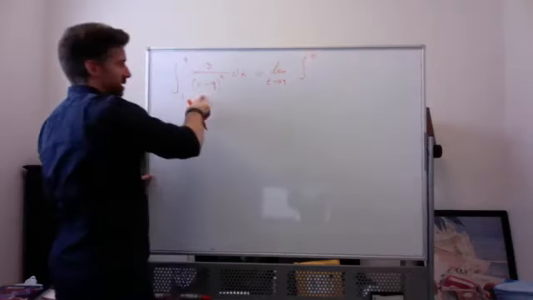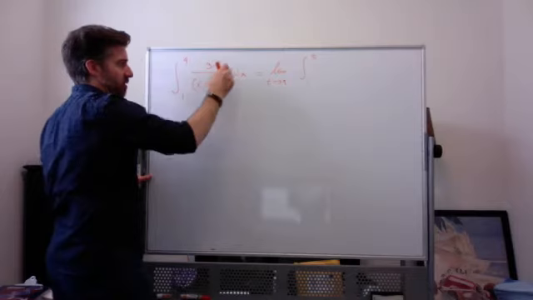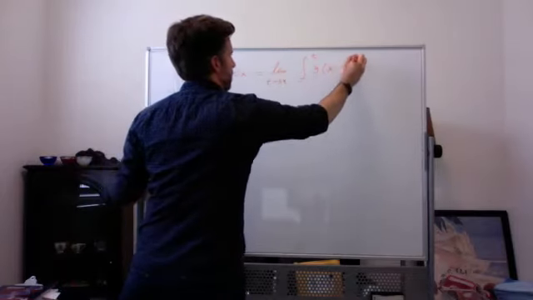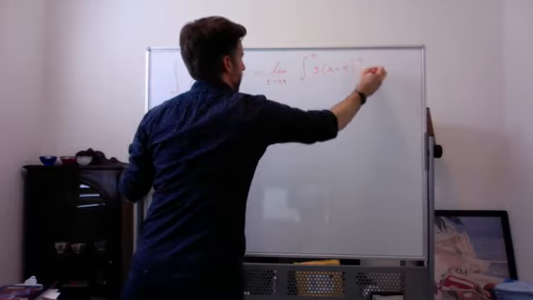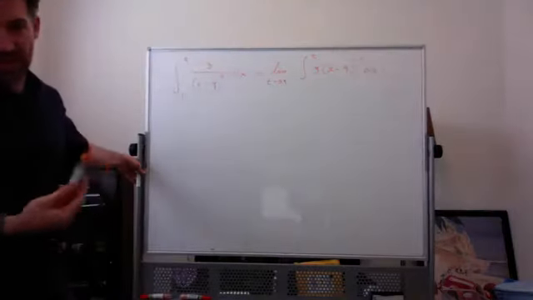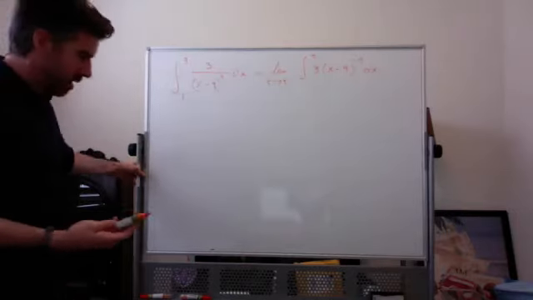And we should switch this. Instead of being 3 over (x minus 9) to the 4th, we should write it as 3 times (x minus 9) to the negative 4th. And yes, it would be perfectly fine to bring that 3 out in front. I just didn't.